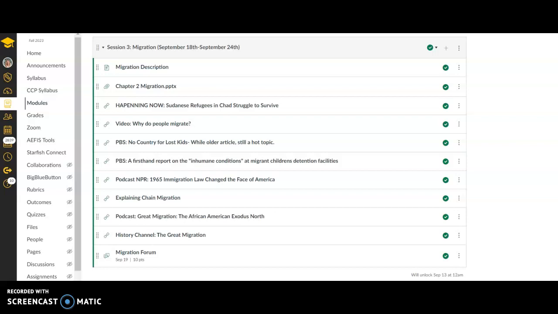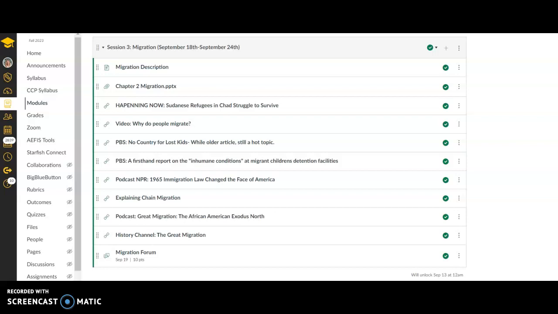Okay, so a little bit, migration has always been a topic, and a lot of times we talk about migration in relation to immigration and emigration. So you're going to hear a lot of that terminology used throughout this lecture. And in a little bit, we'll dive into the meanings and terms.